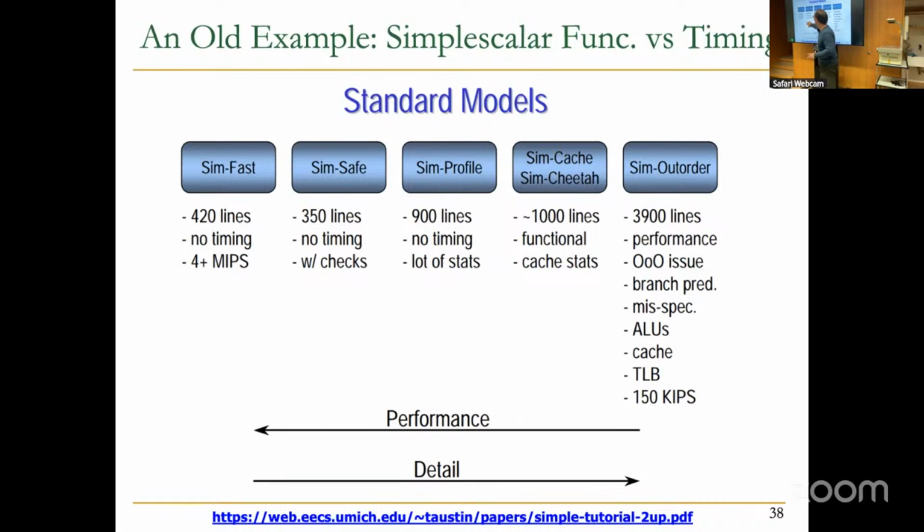For example, there's a functional model over here. There's some functional model with some safety checks, etc. There's lots of statistics enabled. There's some cache statistics enabled, a cache simulator, and then an out-of-order simulator. So you can see, this is an old slide from Todd Austin, who was one of the developers of the simulator. You can see that the number of lines is actually very small compared to a real processor today. But this was used for a lot of architectural studies at some point.